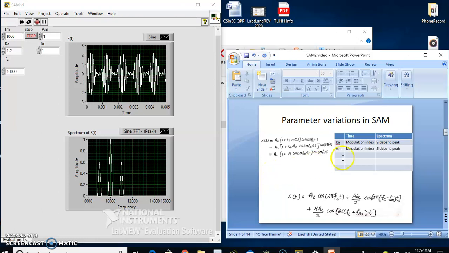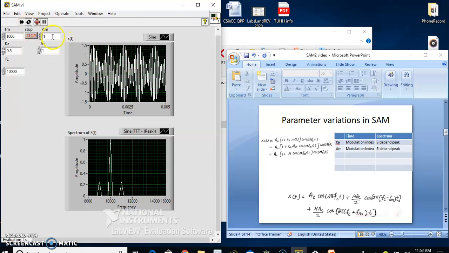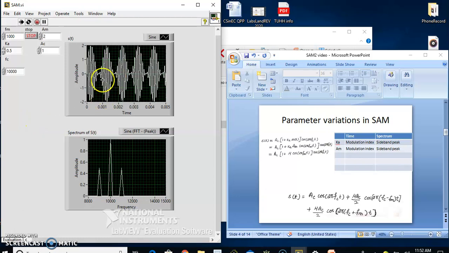Suppose you want to see the changes in Am, how does that look in effect? So let me make this 0.5. Now the modulation index is 50%. Let me change this to 0.5. So now the modulation is becoming 0.25. And of course, you can see there is effectively a similar type of change here. If I make this 2, now the modulation index will become 1, which is 100% modulation. That's what is here. Now you can see it is 0.5.